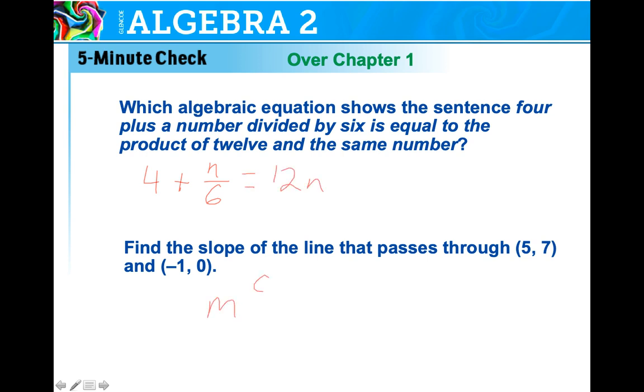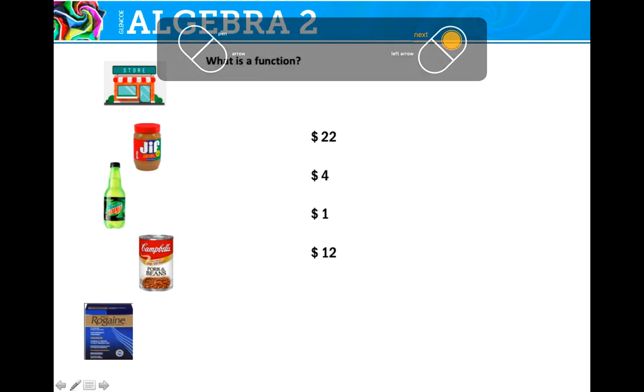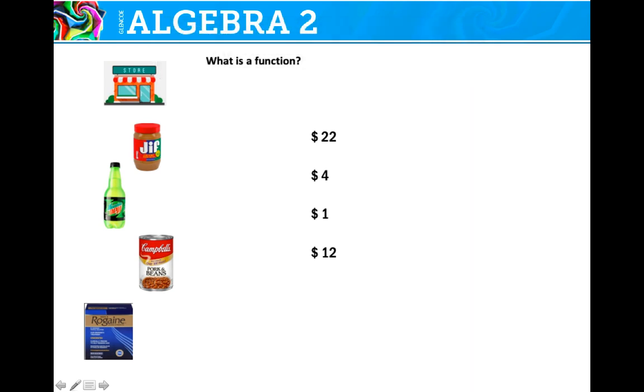Slope on the bottom, y2 minus y1 over x2 minus x1 gives me negative 7 over negative 6, which is 7/6. I'll review from what we've done in the past, hopefully not too difficult for you. Okay, so we're going to talk about a function today.